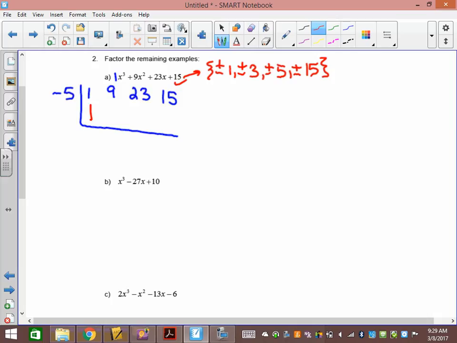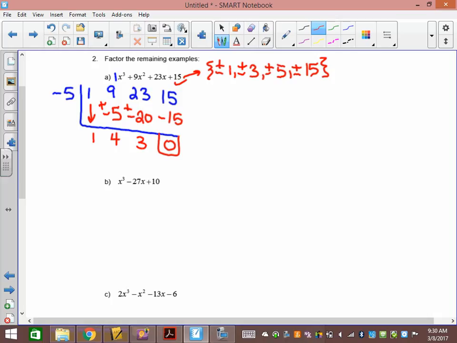Okay. Drop the 1 down. Multiply. Negative 5 times 1 is negative 5. Add. 9 plus negative 5 is 4. Multiply. Negative 5 times 4, negative 20. Add. 23 minus 20, 3. Multiply. Negative 5 times 3, negative 15. Add. 0. When you get the 0, you have no idea how happy your heart feels because you're like, oh, I did it. It worked out.